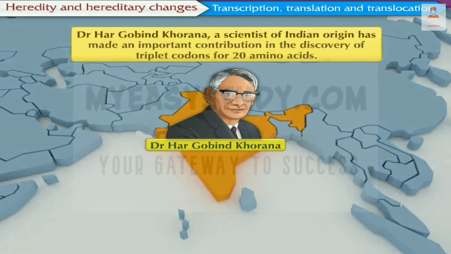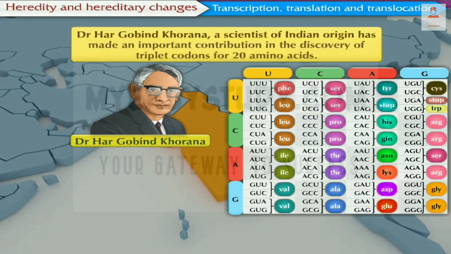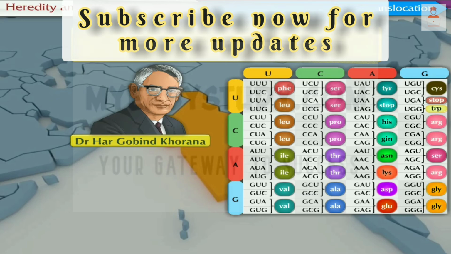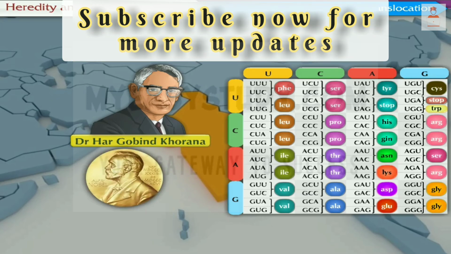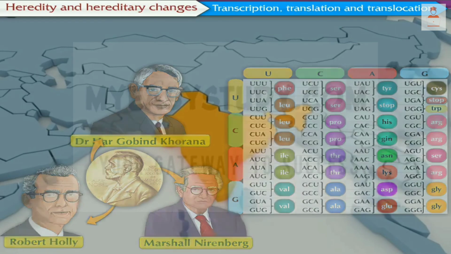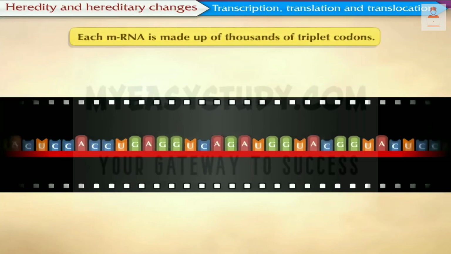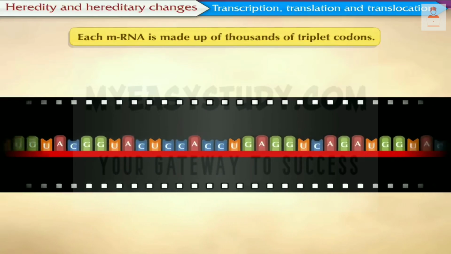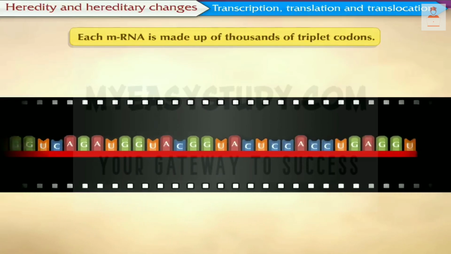Dr. Hargobind Khorana, a scientist of Indian origin, made an important contribution in the discovery of triplet codons for 20 amino acids. For this work, he was awarded the Nobel Prize in the year 1968 along with 2 other scientists. Each mRNA is made up of thousands of triplet codons.